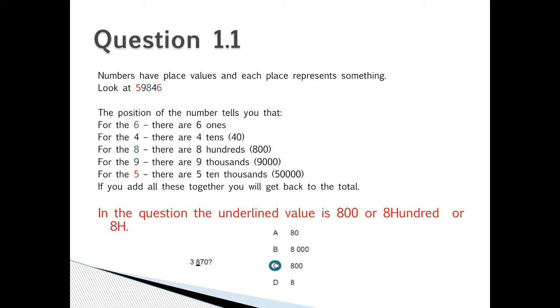In the question, the underlined value is 800 or 8H. So your answer is C for 3,870.